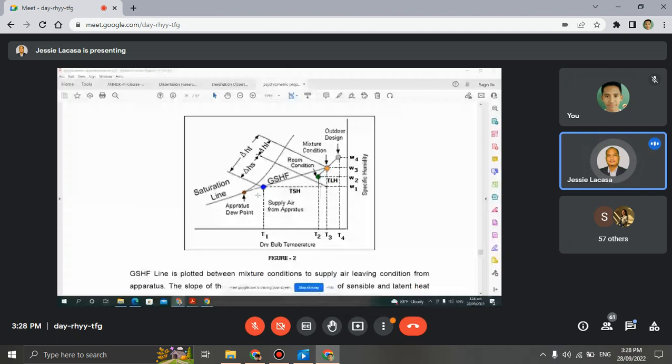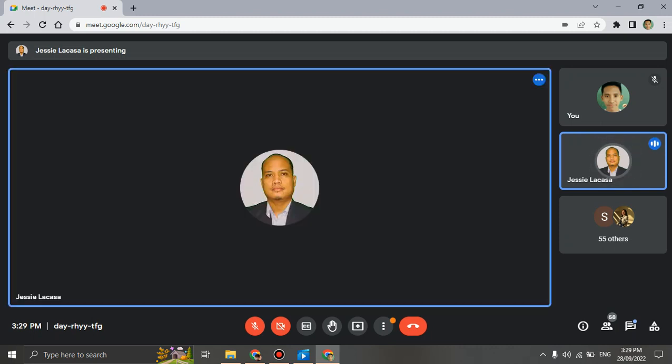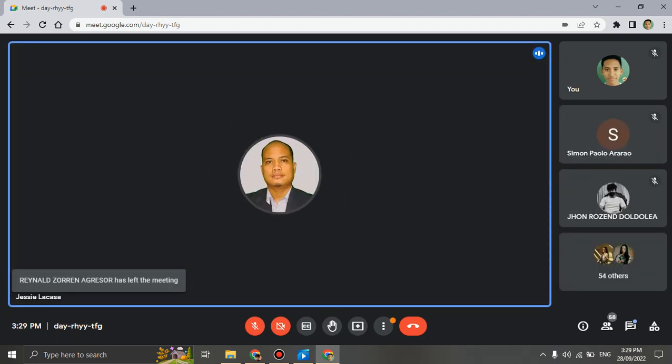or the ADP, the apparatus dew point, the air that comes in contact with the cooling coil gives the resulting point. So the earlier blue one. The intersection between the room sensible heat factor and the grand sensible heat factor is the supply air. So this blue point here is the supply air condition, the supply air from the apparatus. The apparatus, as you know, is a cooling coil. Okay.